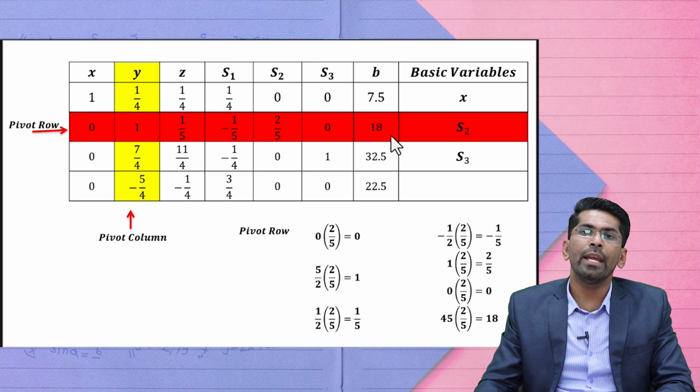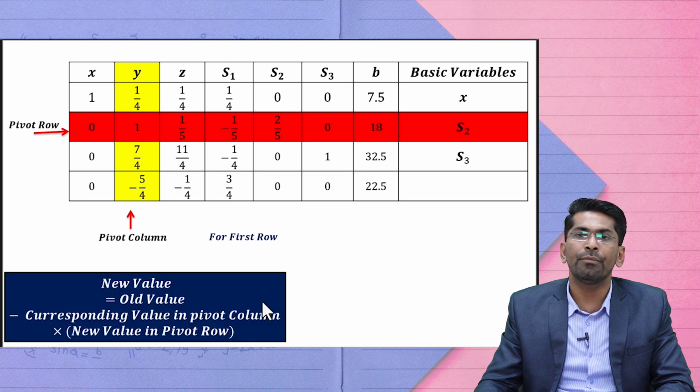Now after finding the new values for the pivot row, the next step is we are going to replace the old values of the first row. For that we can use the formula, that is old value minus corresponding value in the pivot column into new value in the pivot row. So here it will become, see, 1, that is the old value, minus corresponding value in the pivot column, that is 1 by 4, then into new value in the pivot row, that is equal to 0.